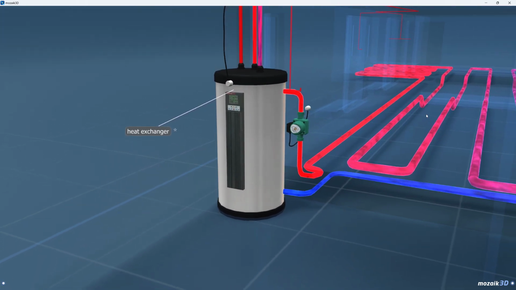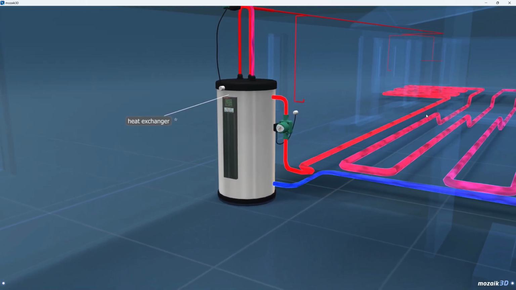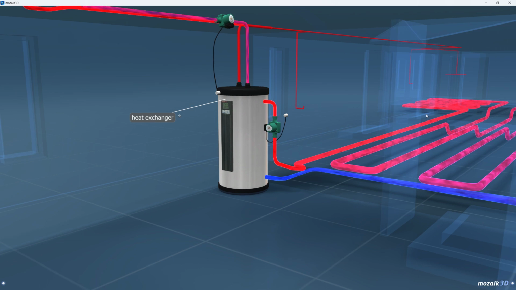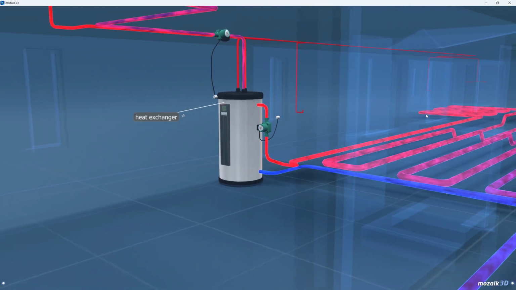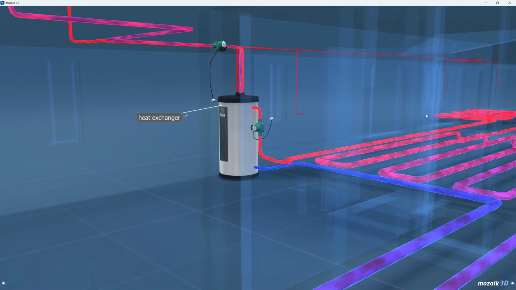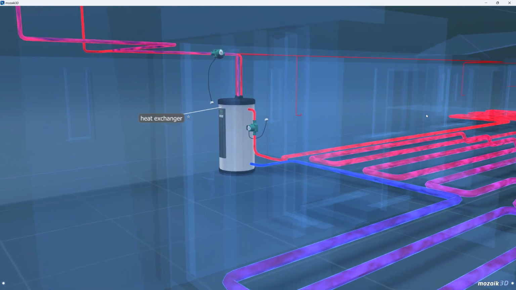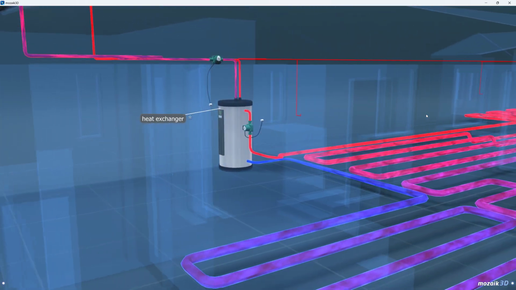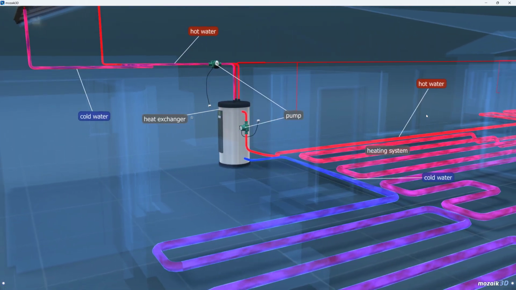Water heated by the sun heats up a hot water tank through a heat exchanger. The heat exchanger is a pipe system with a large surface area. A pump provides hot water from the tank to the radiators or the underfloor heating system in the house.